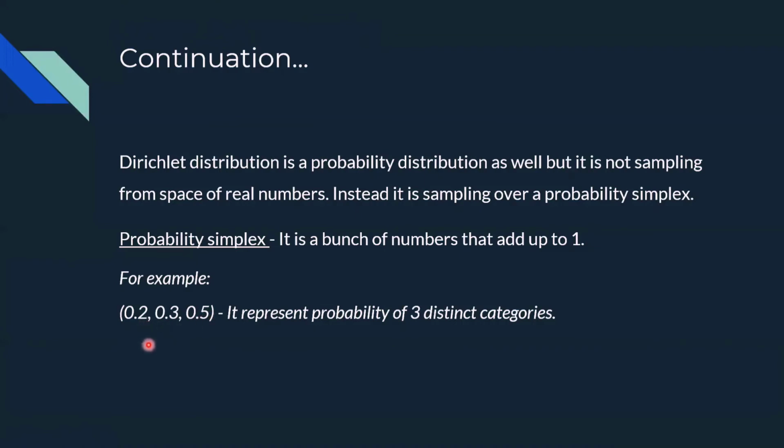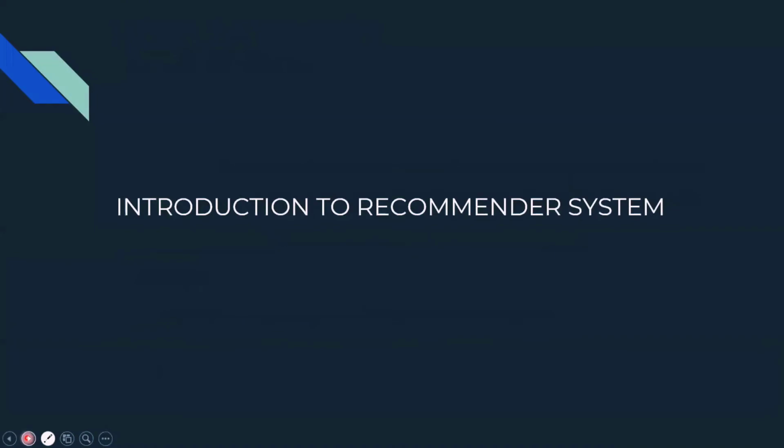In general, it is of k distinct categories. We can also have two numbers that add up to 1, like 0.7 and 0.3. Then it is the probability of two distinct categories. That is the concept of the Dirichlet distribution.